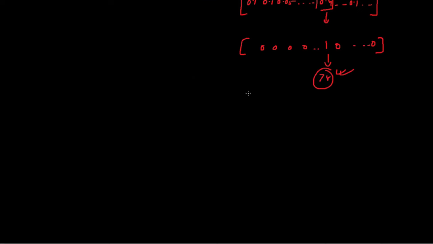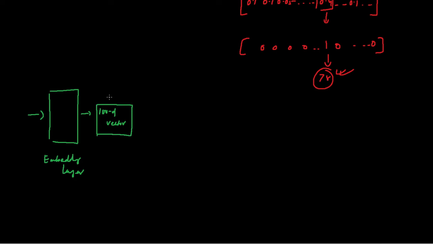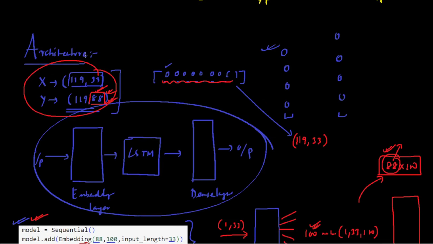So let me summarize whatever has been done so far. Initially we have an embedding layer, right? Input goes in from this. After the embedding layer, we are converting each word to a 100-dimensional vector, right? And how many such vectors are there? There are 33 such vectors, right? Always remember, let me get your x and y data here so that it is easier for you to understand.